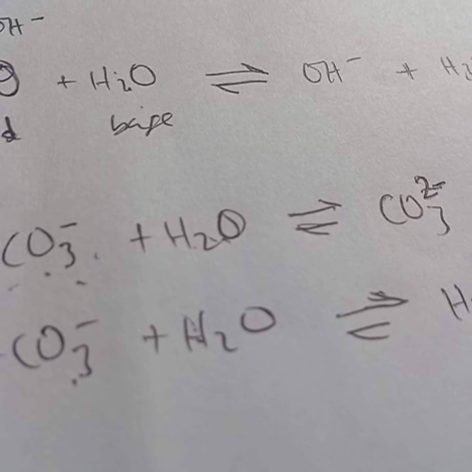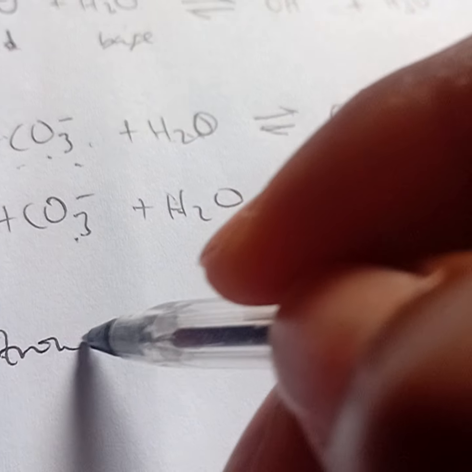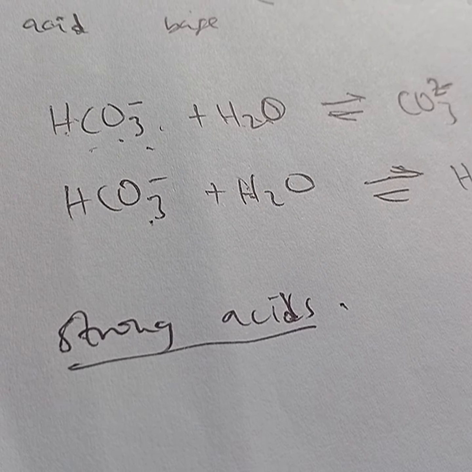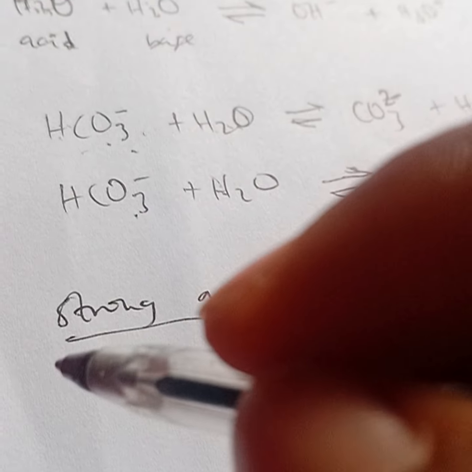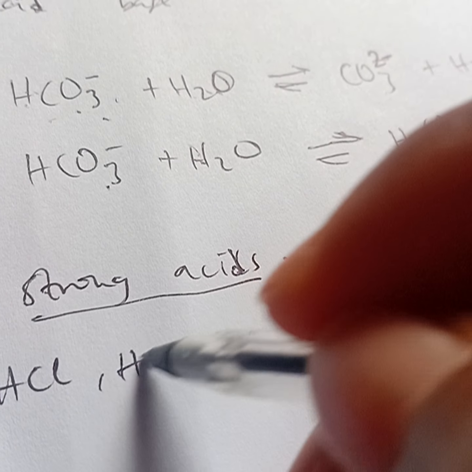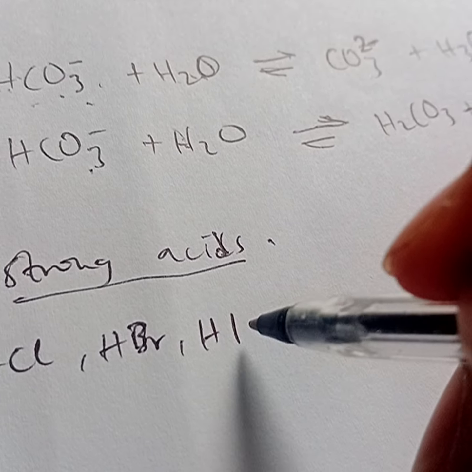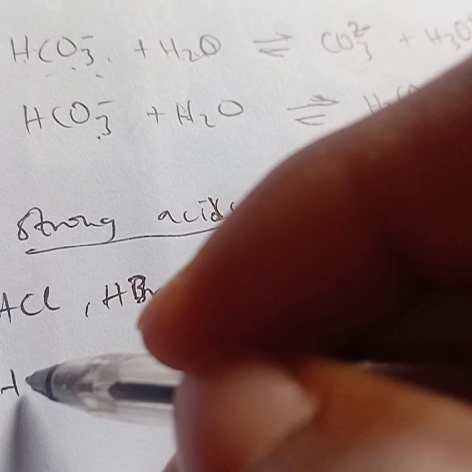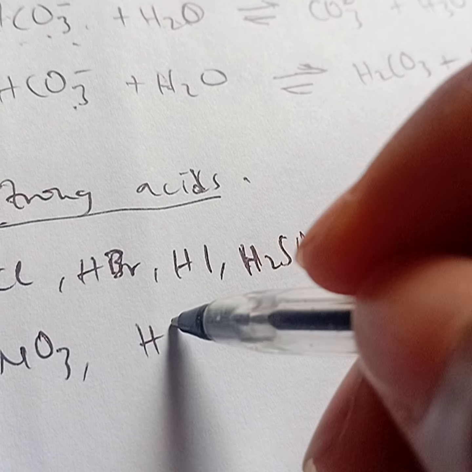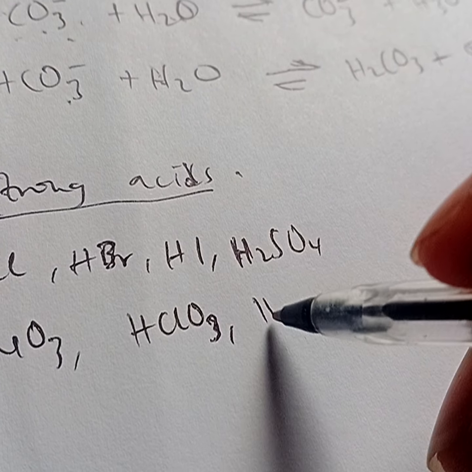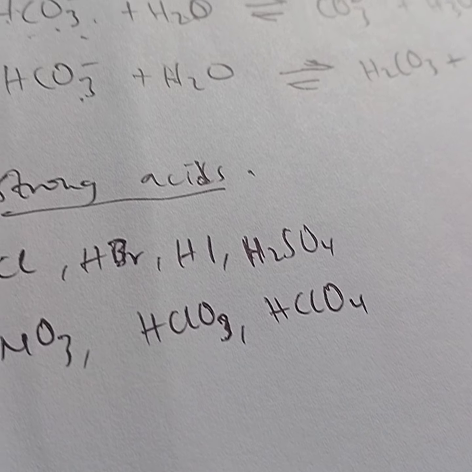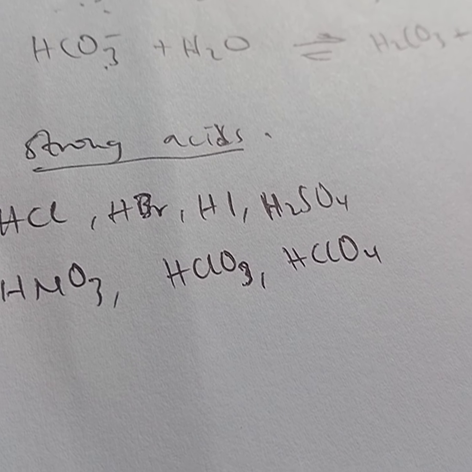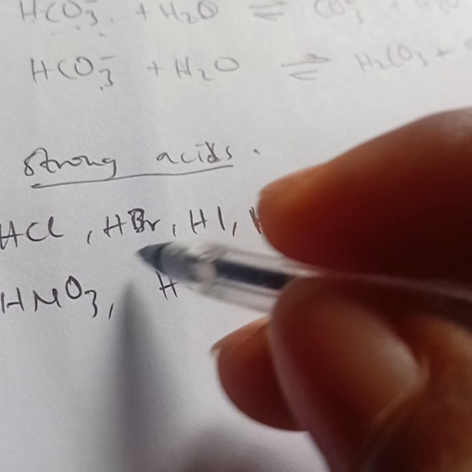All right. Then let's look at the strong acids. I'll give you a list. There are about 7. If you see an acid which is not part of the list, that acid is going to be a weak acid. We have HCl, HBr, HI, H2SO4, sulfuric acid, HNO3, nitric acid, HClO3, and HClO4. So these are the strong acids. If you have any acid which is not here, then it's a weak acid. So take note of it.